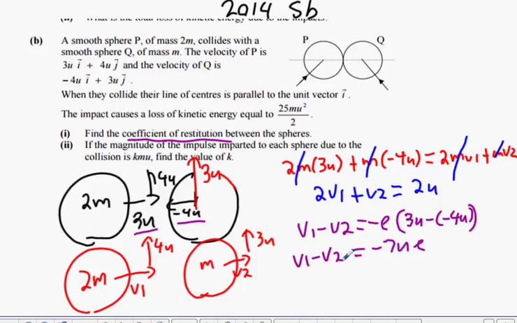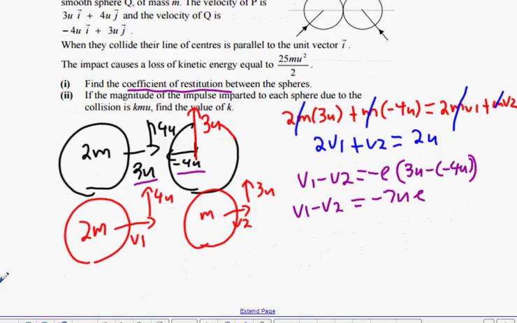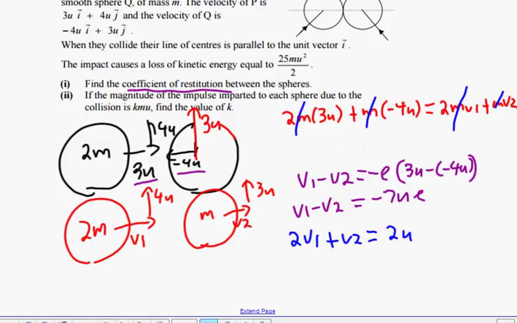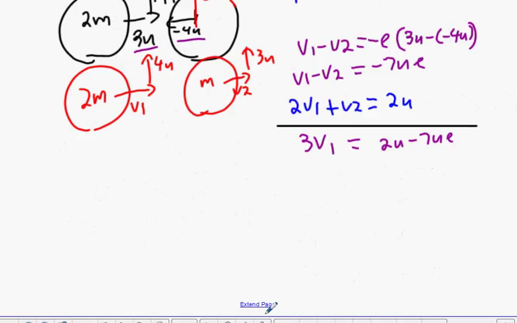Happy enough with that. Okay, so let's try and isolate v1 and v2. Take this equation and put it underneath the last one. Now what are we getting here? 3v1 is minus 7ue plus 2u. So v1 therefore is 2u minus 7ue over 3, or any factorized version of that.